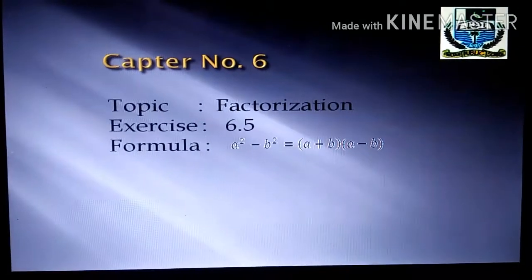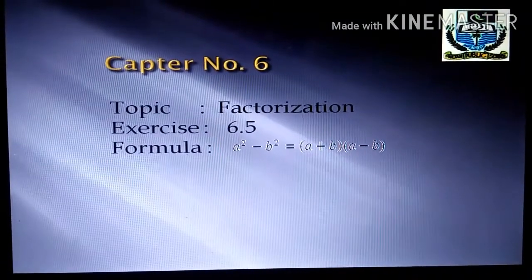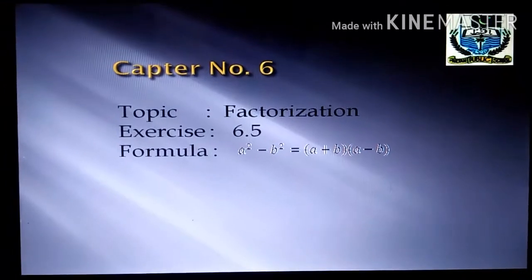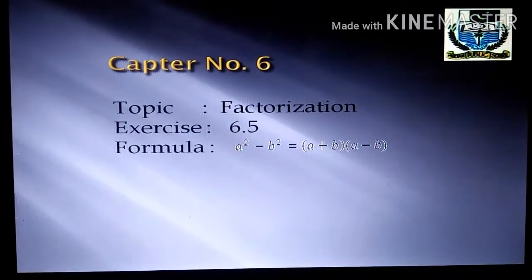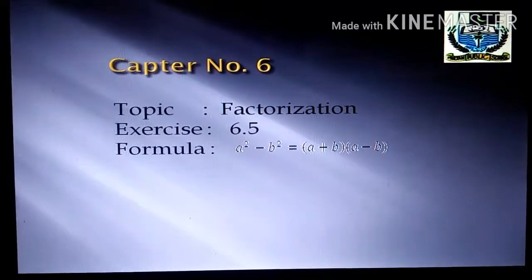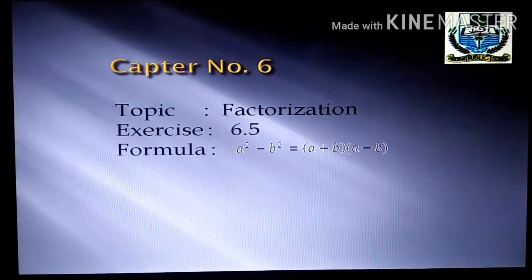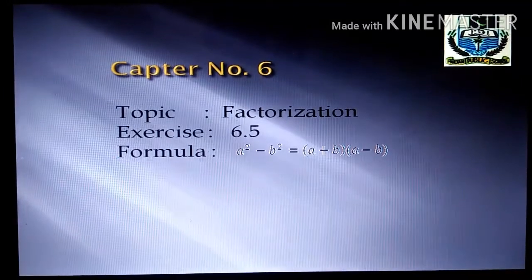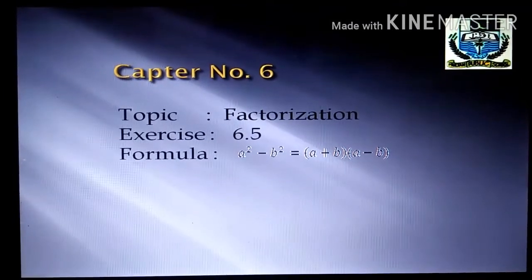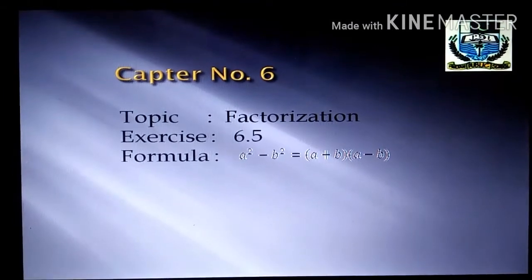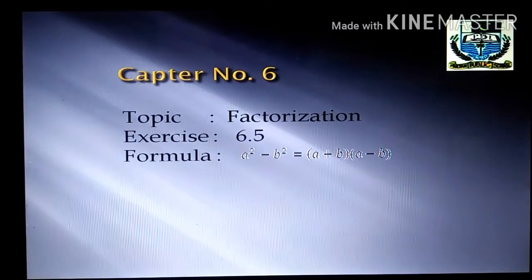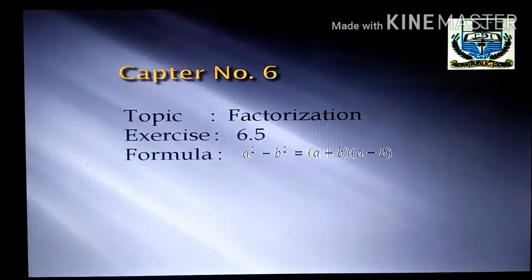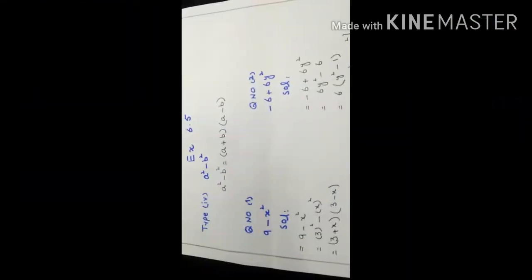Dear students, we are going through chapter number 6, factorization. Last time we did exercise 6.4 of the formula a plus b whole square and a minus b whole square. Now in this exercise we are going to do the formula a square minus b square, that is equal to a plus b and a minus b. So dear, let's start the exercise.